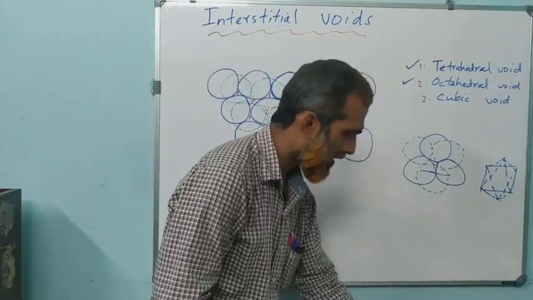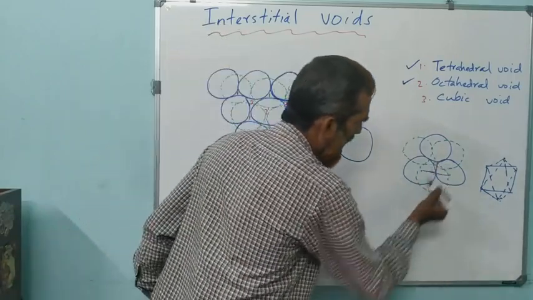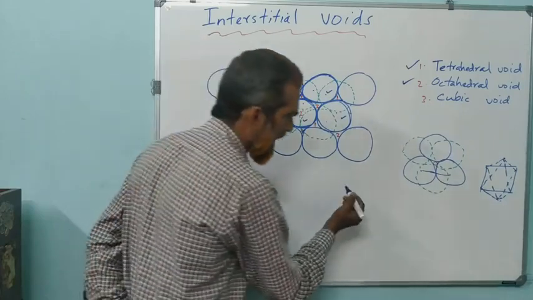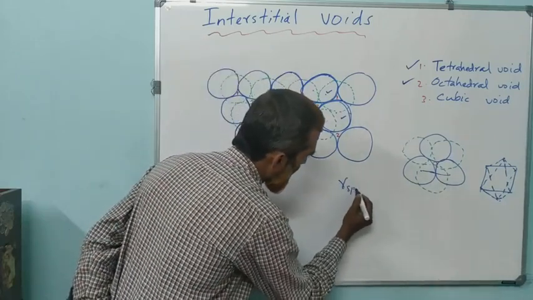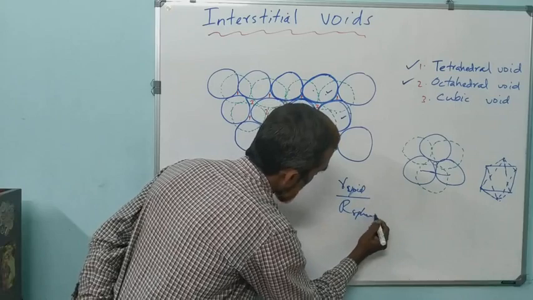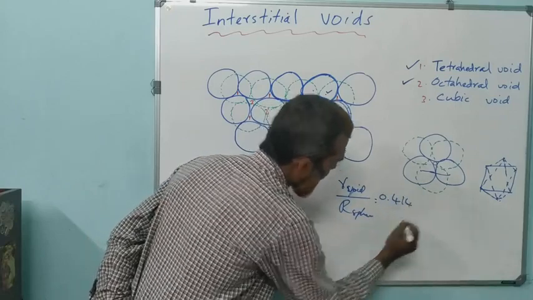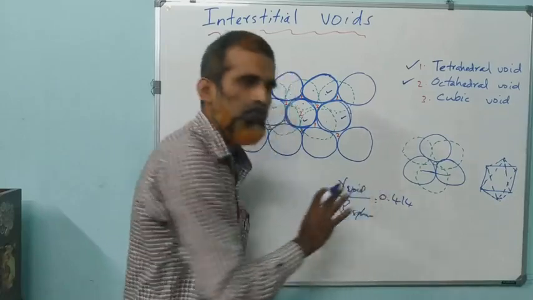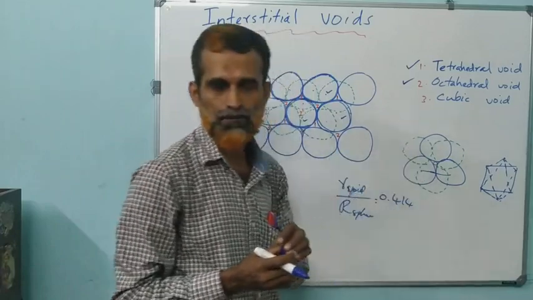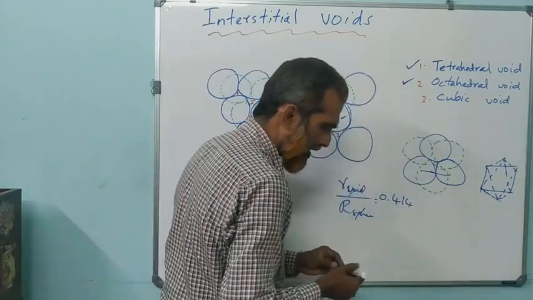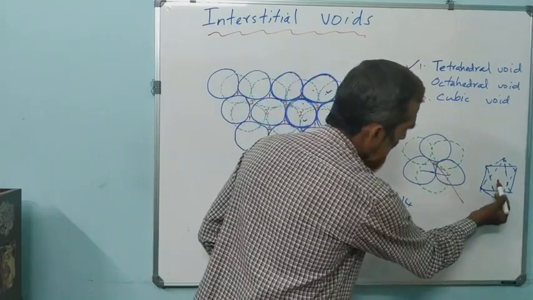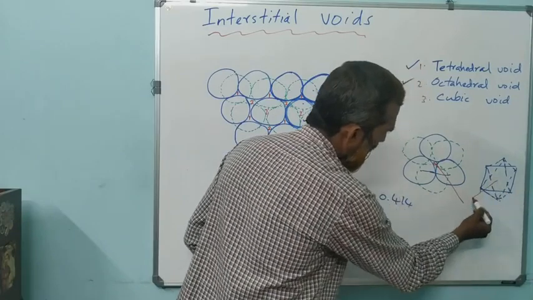Now the size of the void and the size of the sphere can be compared mathematically, and the ratio, radius of void divided by radius of sphere, in this case is found to be 0.414, nearly 0.5. That means this void is nearly half the size of the sphere. So this is the octahedral void, and it will be somewhere here at the center.